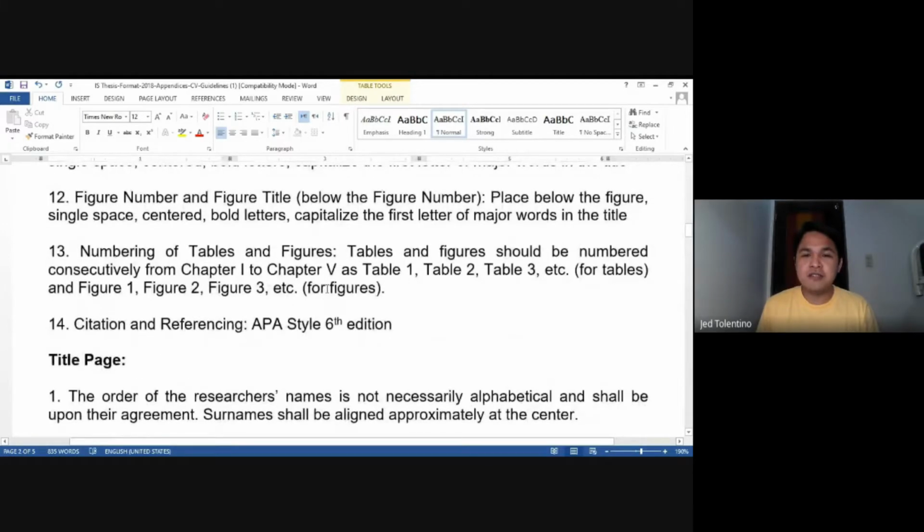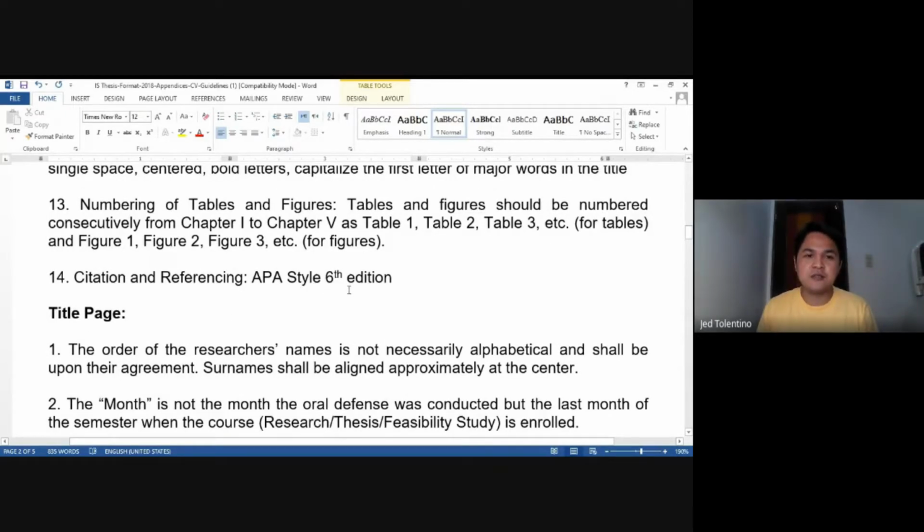Numbering of tables and figures. Tables and figures should be numbered consecutively from chapter 1 to chapter 5 as table 1, 2, 3, continue siya. So, yun nga, continuous. Pati ang figure continuous din hanggang dulo. Citation and referencing, APA style, 6th edition.